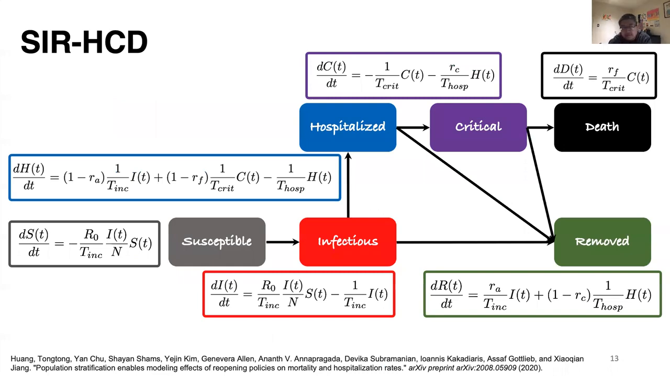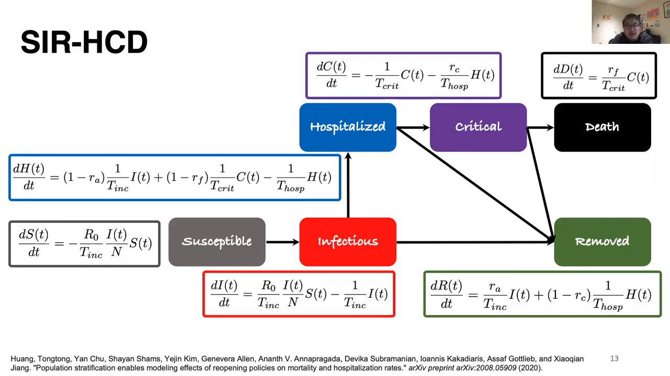And there are also some other researchers who further extend this SIR or SEIR model by taking into consideration hospitalization, critical condition, and death. So here, R0 is actually a dynamically changing reproduction number. And the symbol T Inc denotes the average incubation period of COVID-19.